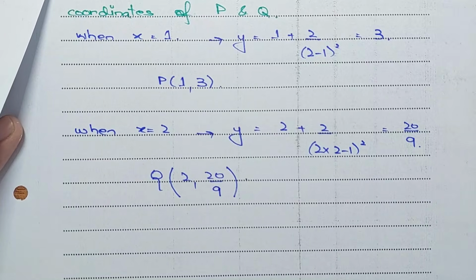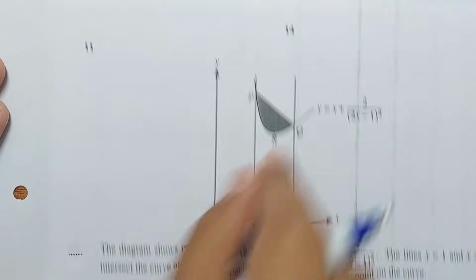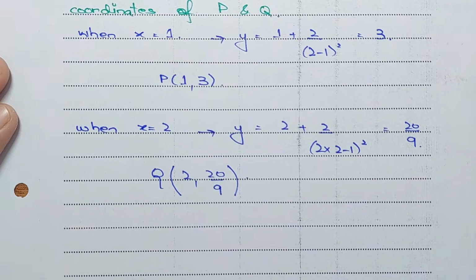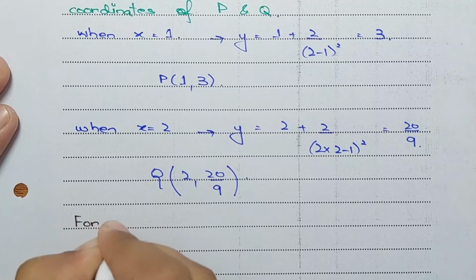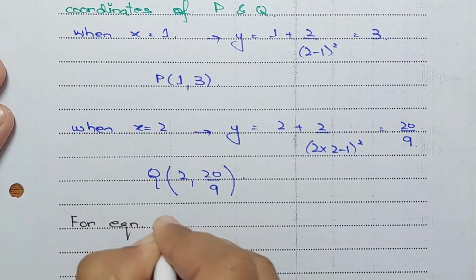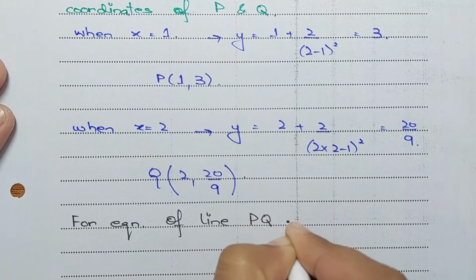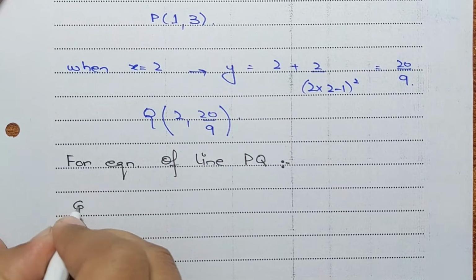Okay. Now we are done with the coordinates of P and Q. We can easily find the equation of line PQ when we have two coordinates, right? Okay. For the equation of line PQ, the first thing we need is the gradient of PQ, right?